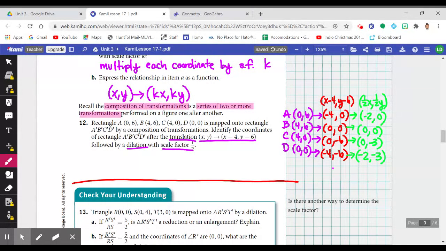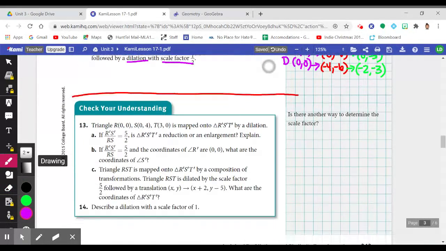And so think, is this a reduction? Did the translation in our transformation throw us off? No, it's still a reduction. It's in a new location, definitely because of the translation, but it's still a reduction nonetheless because we use a scale factor less than 1.